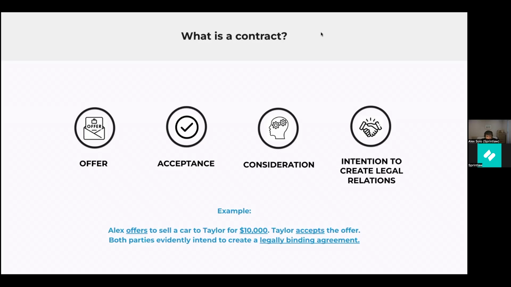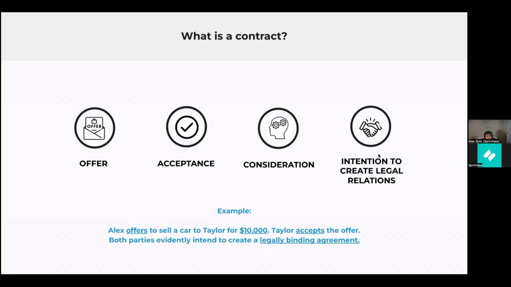Taylor accepts the offer, and given the value of the transaction, the parties are evidently intending to create a legally binding agreement. Here we've got the offer, which is Alex, named after me, offering to sell the car. We have Taylor, who is accepting the offer, named after our AI tool that we just released, which is called Taylor AI. Although interestingly, there's probably a theoretical legal question as to whether an AI can accept an agreement, but let's not go down that tangent. Imagine it's a person called Taylor. They're accepting. The consideration is that $10,000.